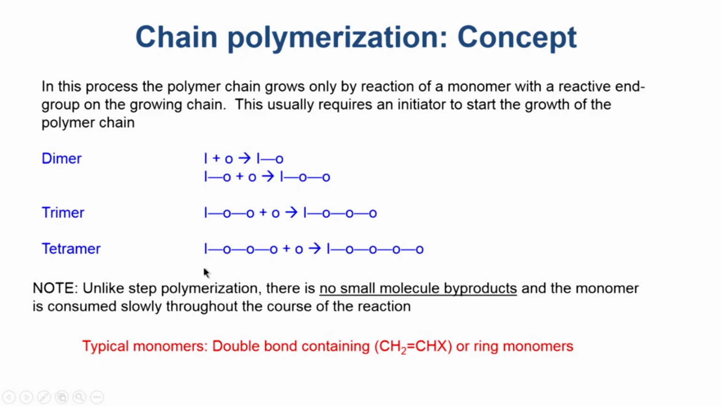Typically in such reactions, unlike step polymerization, there is no release of byproduct, and the monomer is consumed slowly throughout the course of the reaction. Typical monomers, those that contain a double bond, are very commonly used for chain polymerization. Also, monomers that have rings in them can be used for chain polymerization, where the ring opens up and results in polymerization, and we will discuss some examples as we go along.